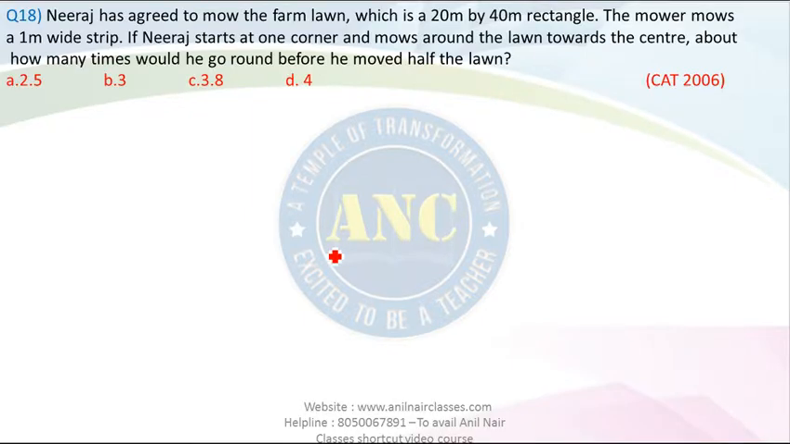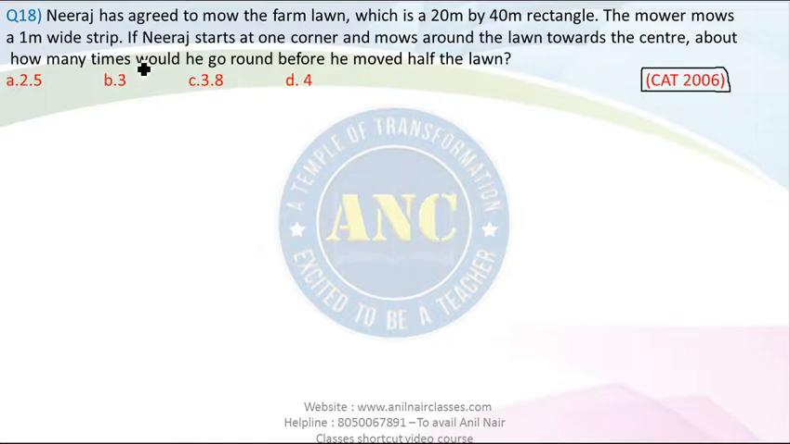Next question, more or less similar to my previous question, but again a very beautiful question which was asked in the year 2006 in the CAT exam. That means in CAT 2006 there are 2 questions which came with respect to rectangles. Both are beautiful questions. One of them we have just solved. Another, the 18th question, we will solve right now.